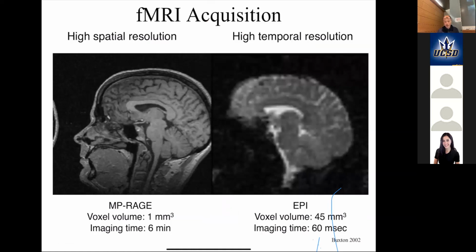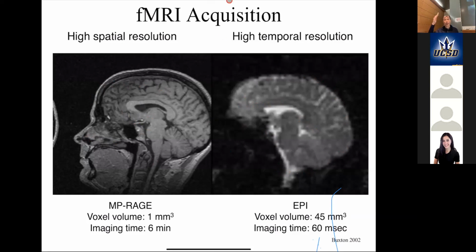So what's the fundamental trade-off that we make in fMRI? Typically with anatomical imaging, we might want to have 1 millimeter isotropic resolution, and we might spend 6 minutes to do this. But in 6 minutes, your brain goes through lots of different states. For example, 6 minutes ago at 12:04, I don't even know what we were doing, but we were doing something different than what we're doing now. So 6 minutes is a long time.